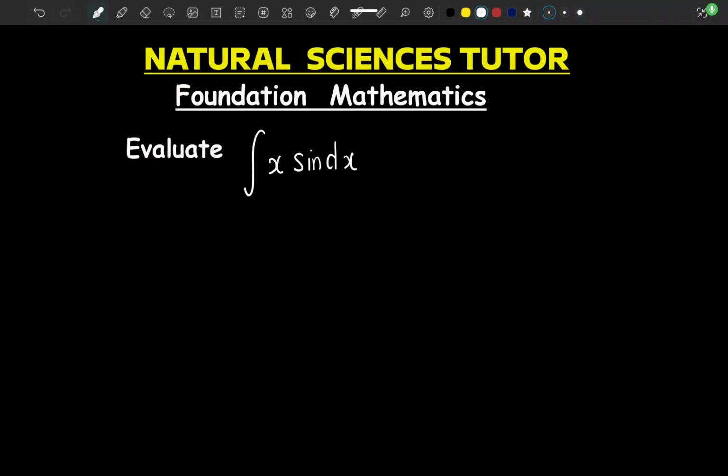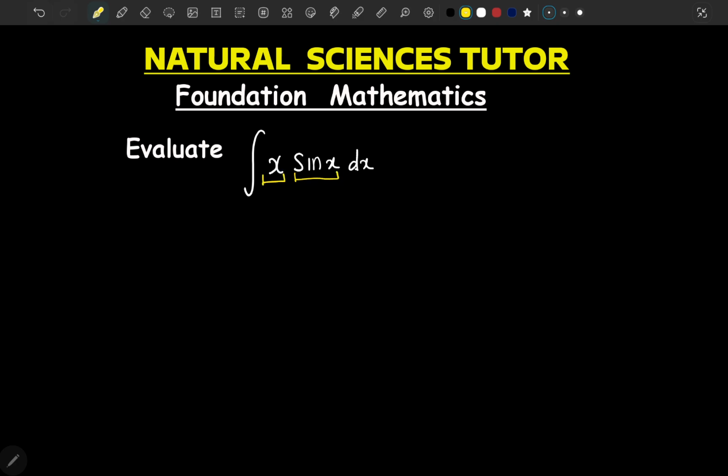We're going to look at a question under calculus, foundational mathematics, which says evaluate the integral of x multiplied by sine x, with respect to x. So this is what we need to evaluate. All right, so it's very easy. Okay, so you can start, there are two parts here, part 1 and part 2.